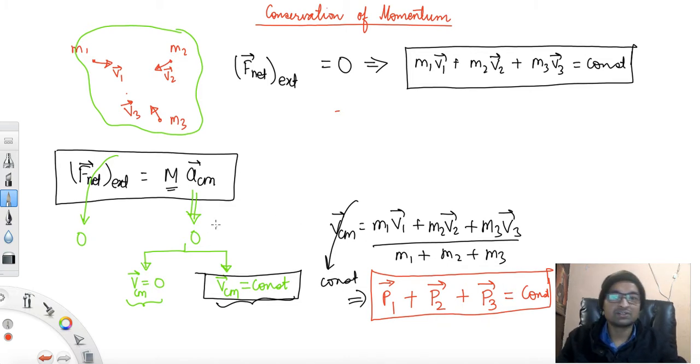Here, for the sake of simplicity, I have assumed only three particles. It can be extended to n number of particles also. So this is the proof. Fine. Now let us apply this conservation of momentum principle in solving one of the simple problems.